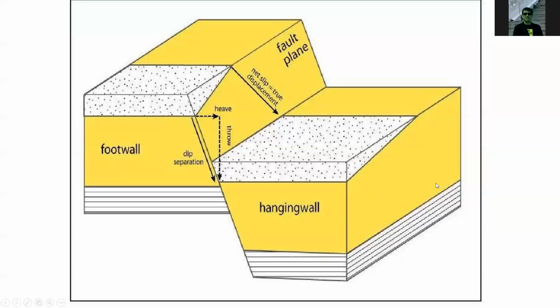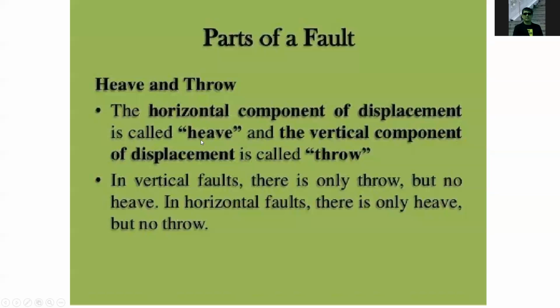So this is a sample of a movement of a fault line. As we have discussed before, these are the fault planes. This is the hanging wall, and this is called the heave. The heave is the horizontal displacement, and the vertical displacement is called the throw.